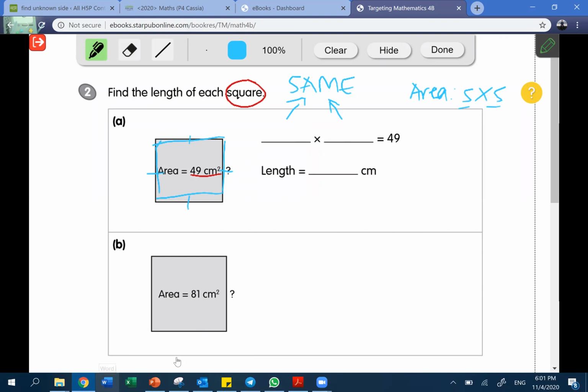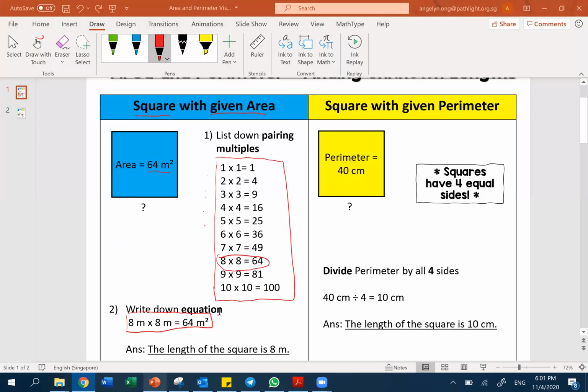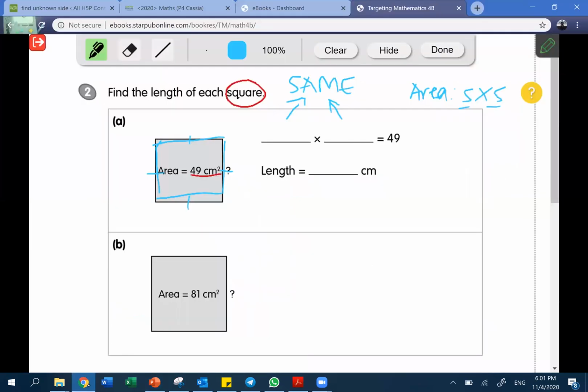If you can straight away memorize from this, you can zoom in to see that it is 7 times 7. If not, you can write out 1 times 1 equals 1, 2 times 2 equals 4, 3 times 3 equals 9, all the way until you reach 49. Okay, so I'm going to write down 7 times 7 equals 49. That means the length of this square is 7 cm. Okay.